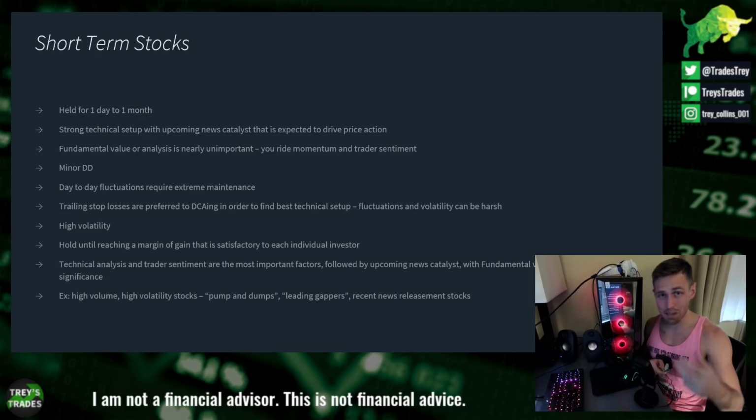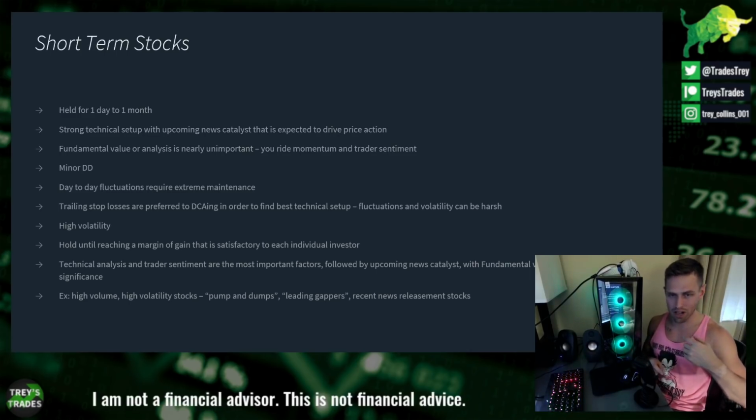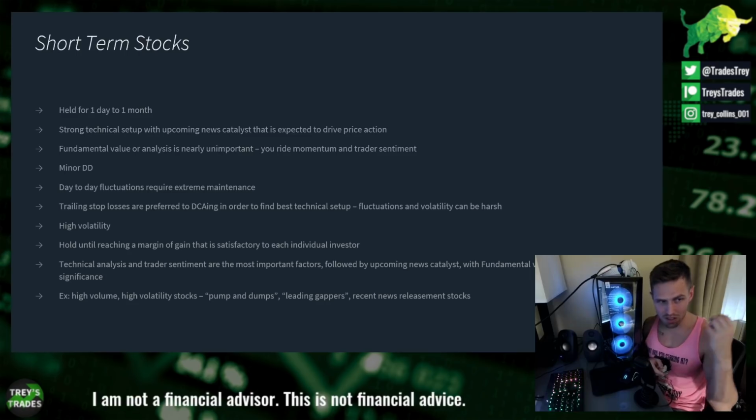What makes it so risky is the news that comes out, right? Hit pieces can affect day-to-day fluctuations and really, really kill your short-term investments. Or on the flip side, you could have a great news catalyst come out, right? A great news release that's going to drive the price action exponentially. So that's kind of how short-term investments sit.